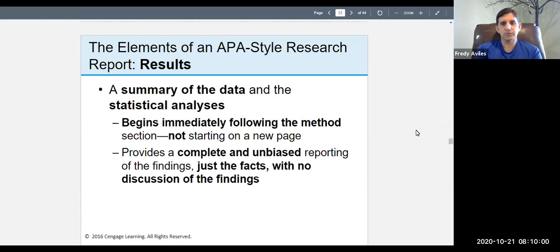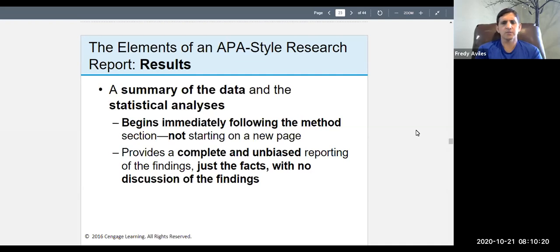The results section begins immediately following the method section. You don't start a new page. Please don't leave big blanks, okay? It doesn't necessarily start at the top of the page. It could, but it begins immediately after the method section, wherever the method section ended. It provides a complete and unbiased reporting of the findings, just the facts, no discussion of the findings.